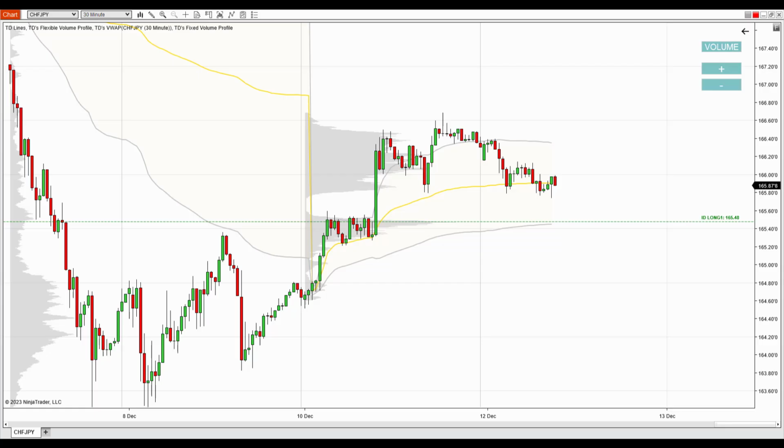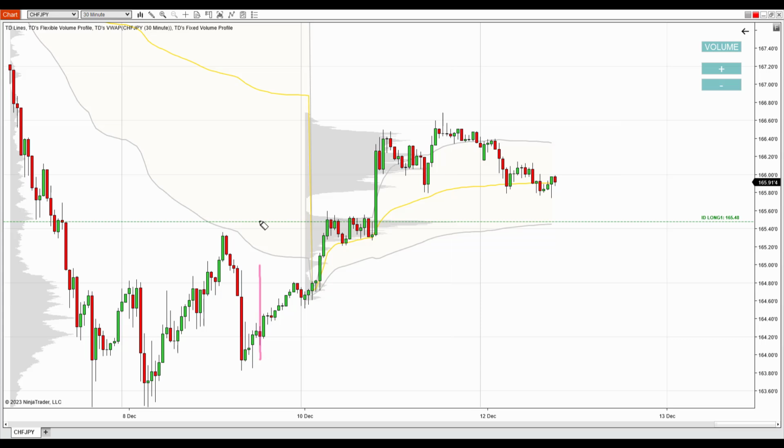What you see before you is a NinjaTrader 8 chart with my custom-made volume profile and VWAP indicators. You are looking at Swiss franc Japanese yen on the 30-minute time frame, and I want to talk about this newly formed support, which is here at 165.48.